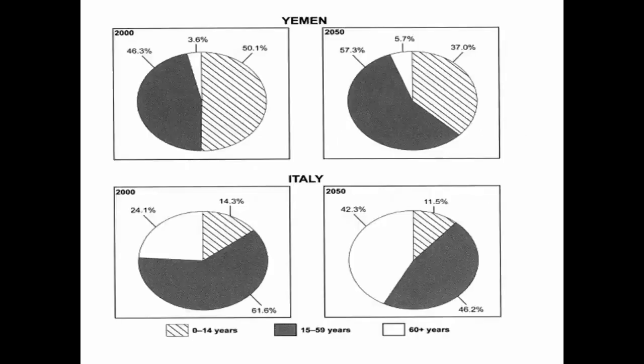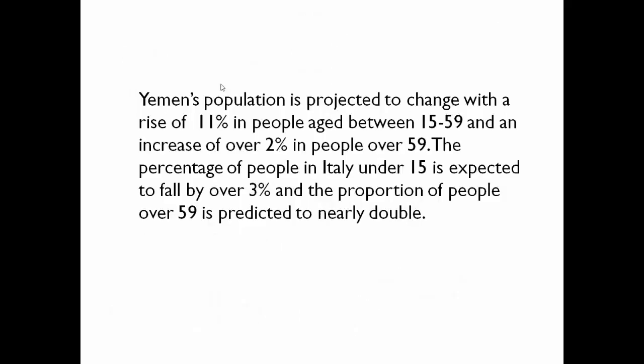So the next thing we need to do, now that we have compared Yemen and Italy in the year 2000, is compare both Yemen and Italy from 2000 to 2050. In the overview I said both countries will get older in 2050. They will have an older population in 2050 compared to 2000. So what I need to do is take data from the pie chart and put that into my details paragraph. And here it is.